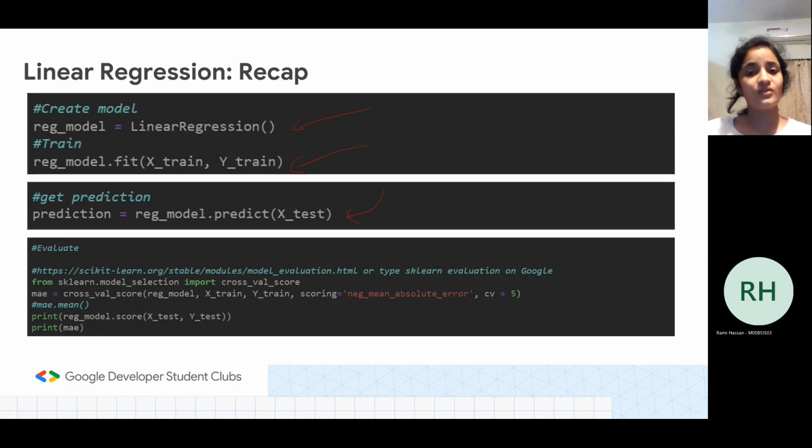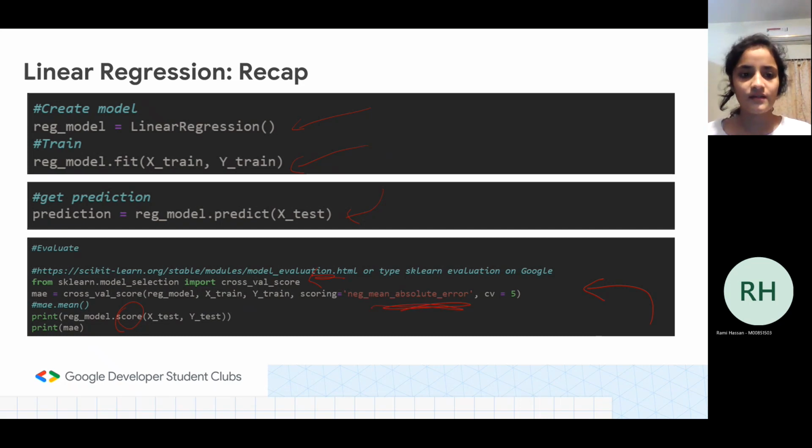Finally, because we can't go through the whole prediction, we decided to evaluate it. Here, there were 2 steps we did. One, by dot score, we got the R square value, in the sense the coefficient of determination, to see the correlation. We got 0.6 something, pretty decent, pretty close to 1. And then for the mean, we imported cross validation score, and we mentioned that we want the mean absolute error.